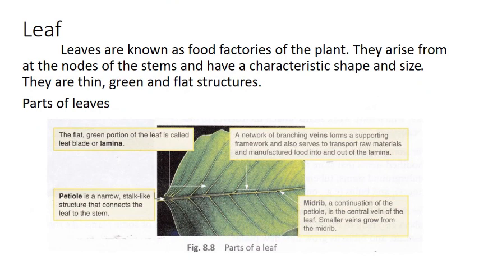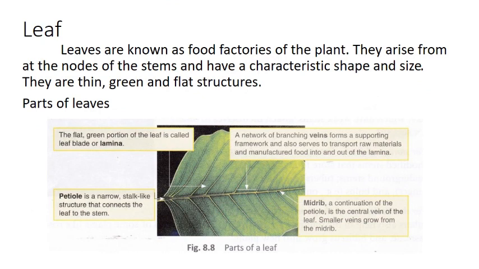Now, leaf. Leaves are known as the food factories of the plant. They arise at the nodes of the stems and have a characteristic shape and size. They are thin, green, and flat structures. Parts of leaves are lamina, petiole, veins, midrib. The flat green portion of the leaf is called the leaf blade or lamina. Petiole is a narrow stalk-like structure that connects the leaf to the stem.